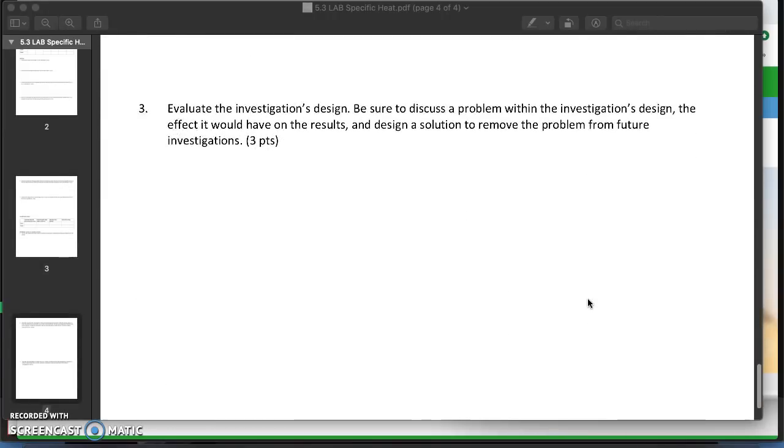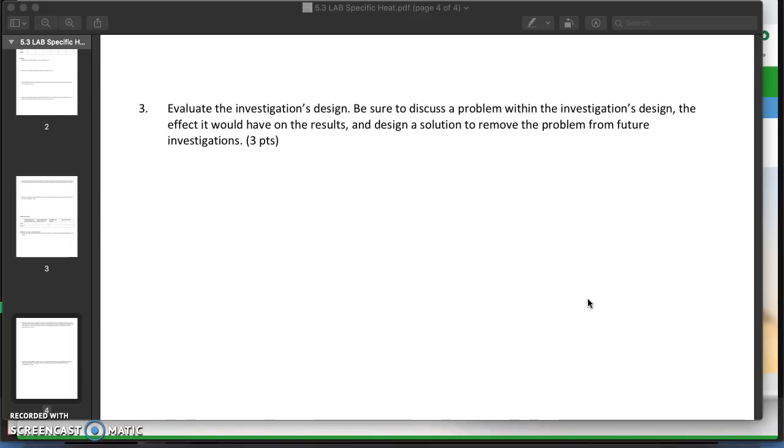And then evaluating the investigation's design. Again, be sure to discuss a problem within the investigation's design, the effect it would have on the results, and then design a solution to remove that problem. So things that are not design errors: your scale is not going to be counted as an investigative design error because that's an instrument. Same thing with the thermometer. Your thermometer is not an investigative design error. If there's a problem with it, that would be an instrumental error.